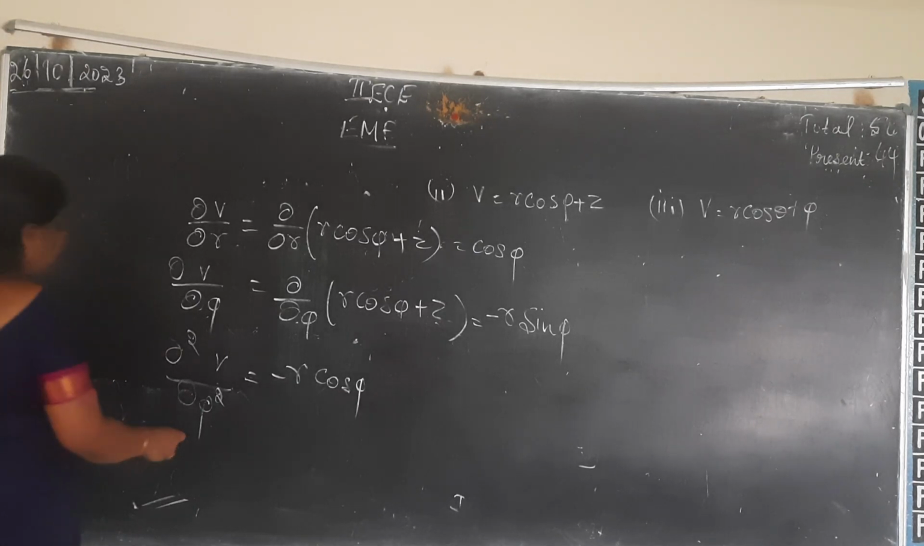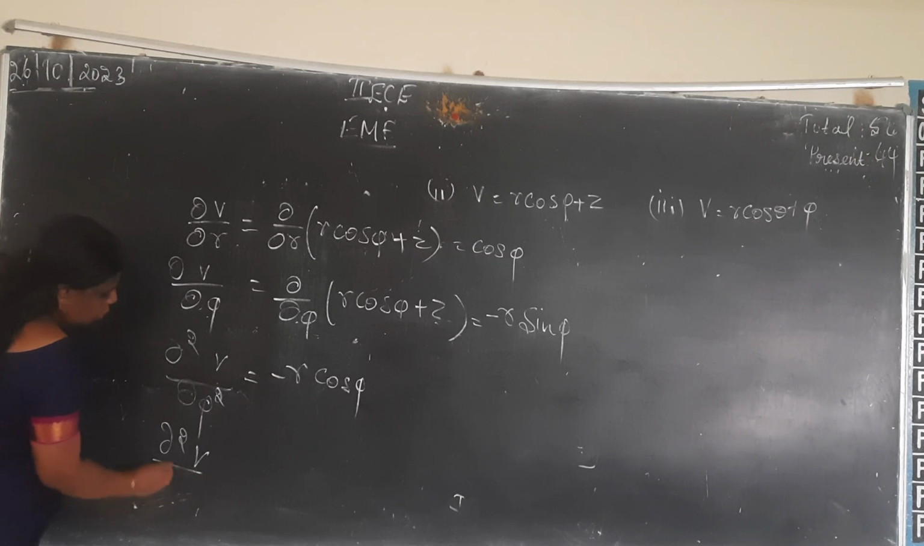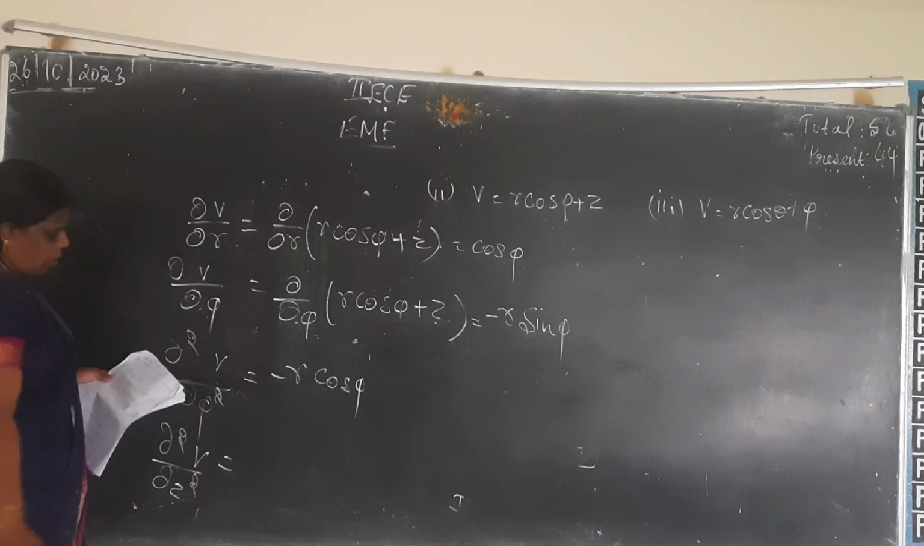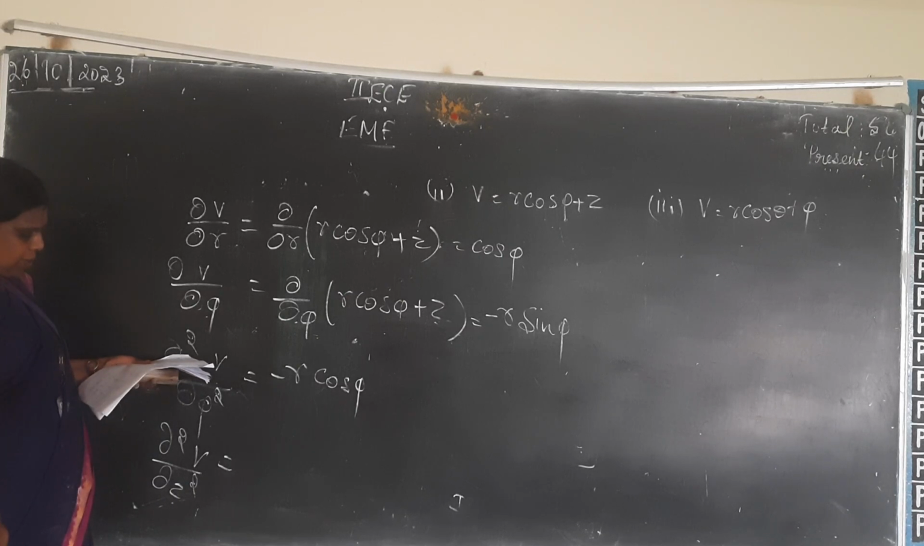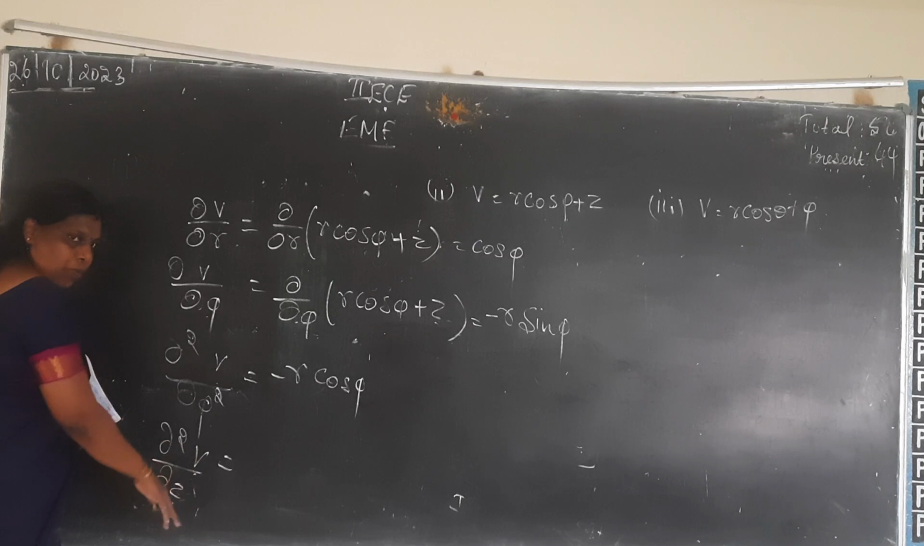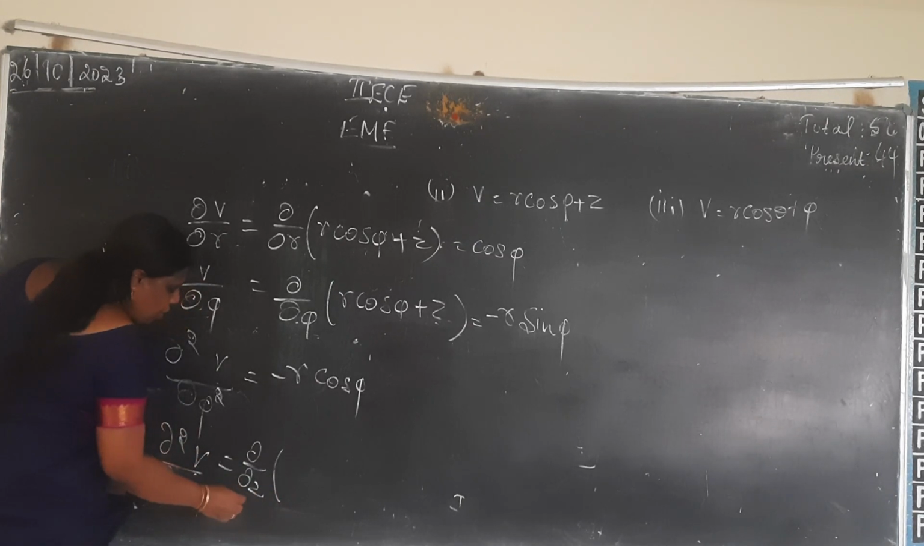Dou square V by dou Z square. First I find out for dou V by dou Z, and then we go for the next step. So dou by dou Z of R cos phi plus Z gives 1.